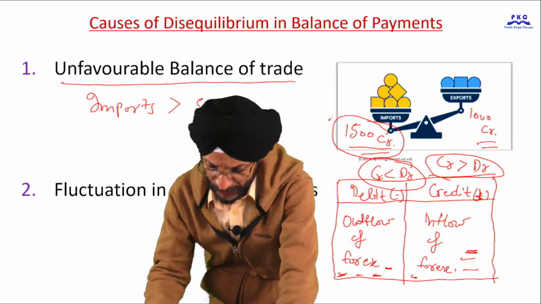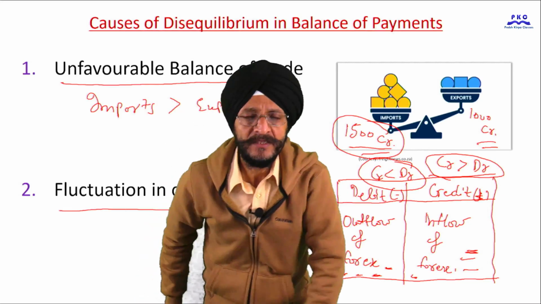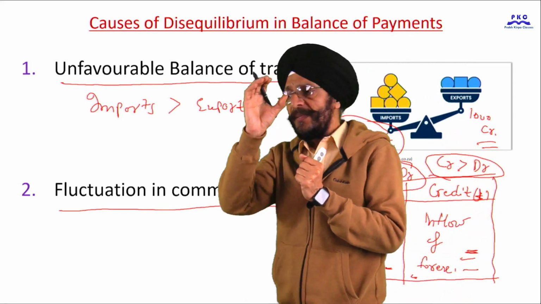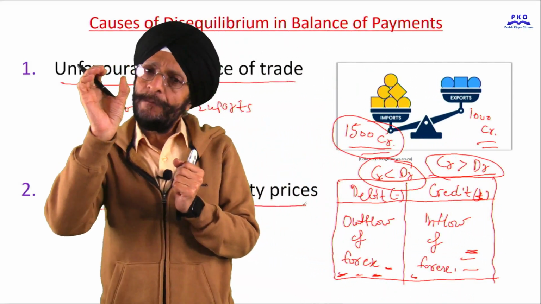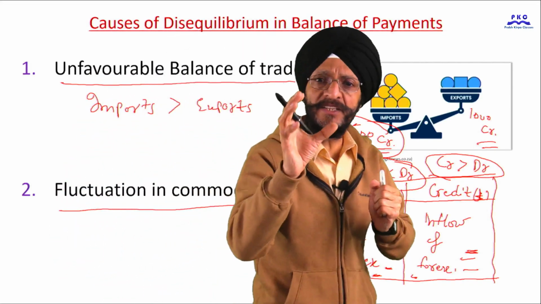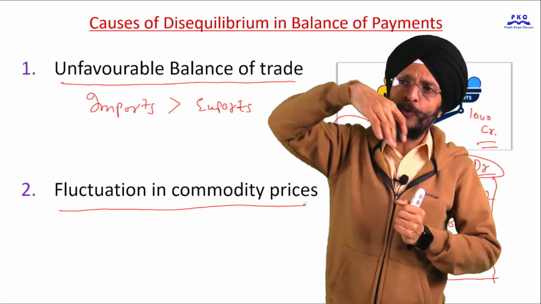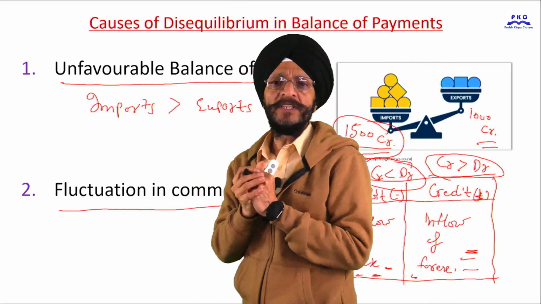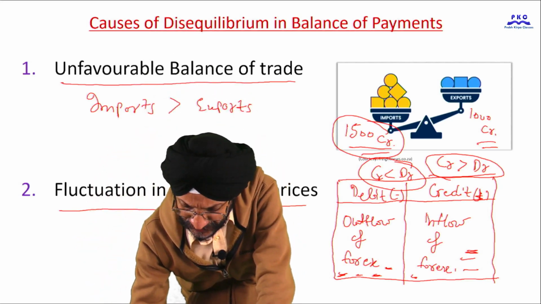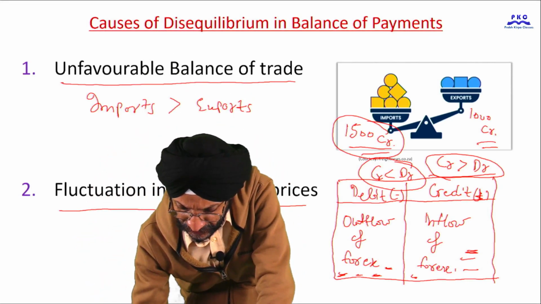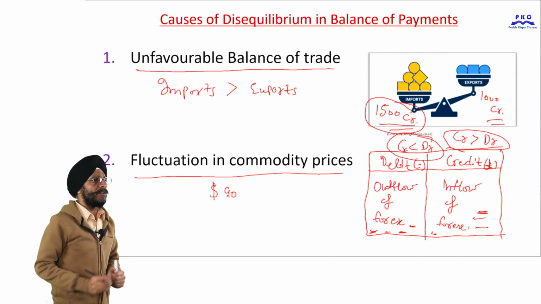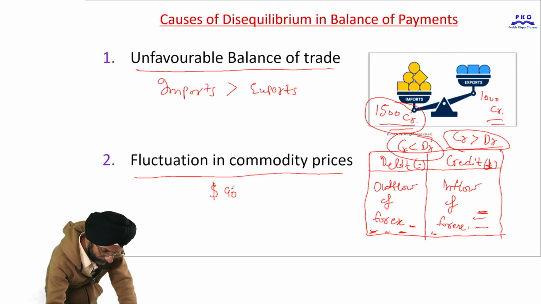Next point is fluctuation in commodity prices. There are certain countries which export one particular item, say oil. If a country is very rich in oil, it exports oil to the rest of the world. Suppose at present the rate of oil is, say, $90 per barrel.